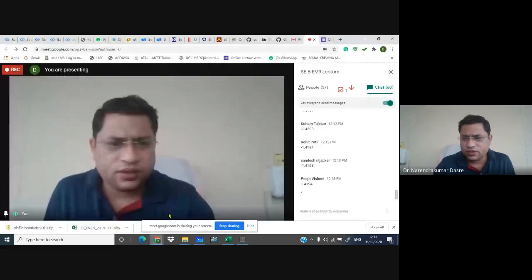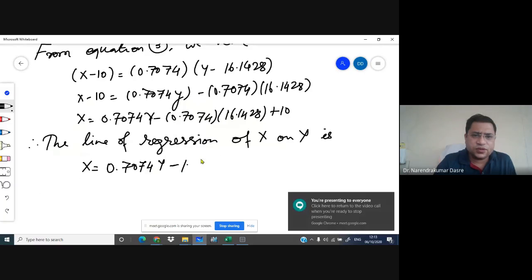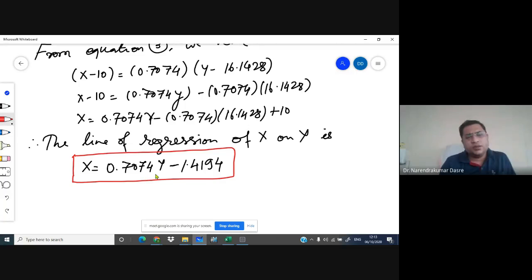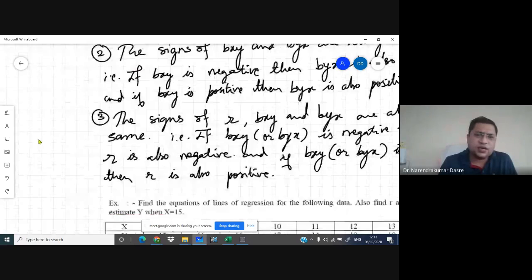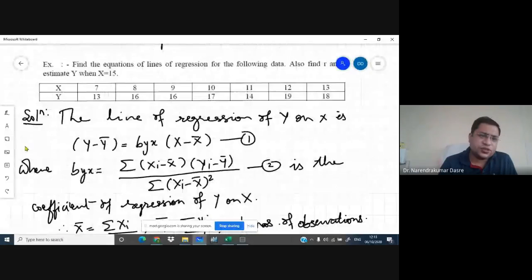So this is the line of regression of x on y. Now we have to consider the r. We have to calculate what is the r. If there is any relation in this data, what confidence can we have for this relation? R we have to find out.